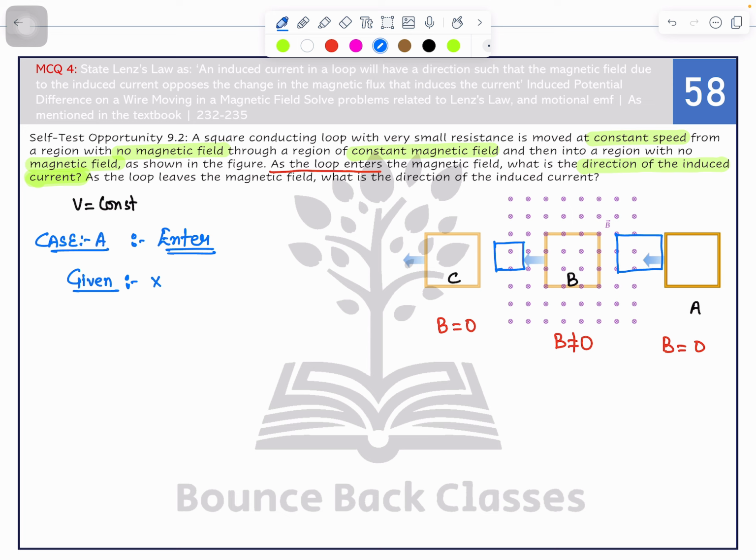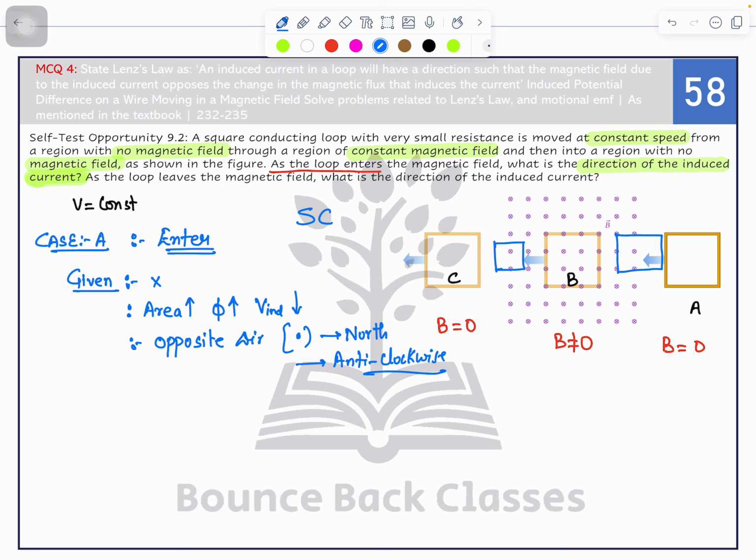So when you are entering, what will happen? Area increases. If area increases, flux increases, so V induced decreases. What should be the result? Opposite direction. So what should be the opposite direction? Dot. Dot means north. North means anti-clockwise. Yes or no? Easy. Just apply the rule.